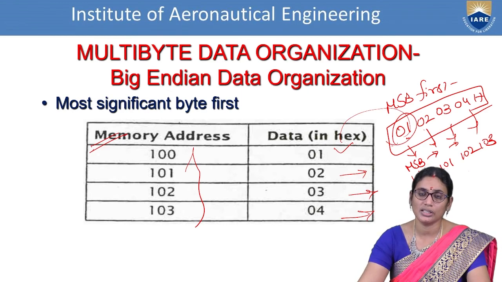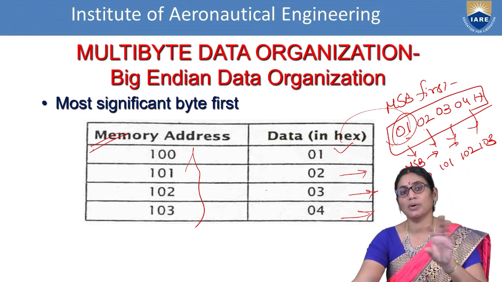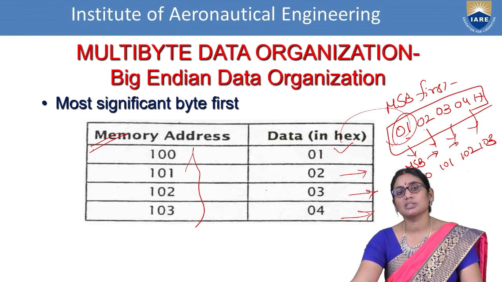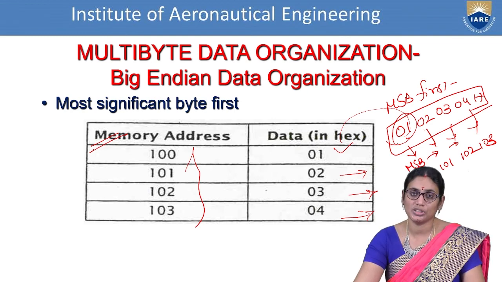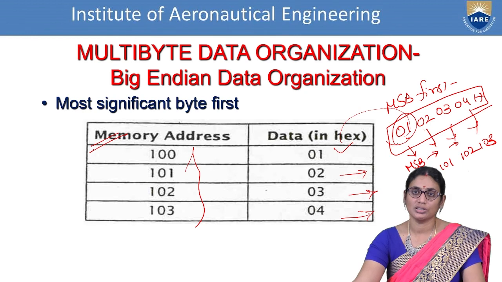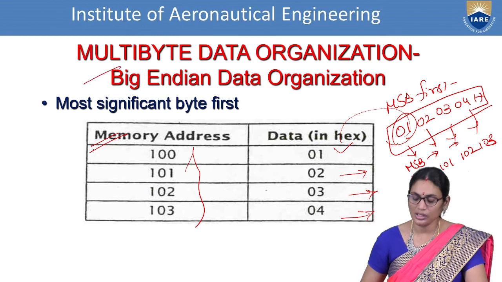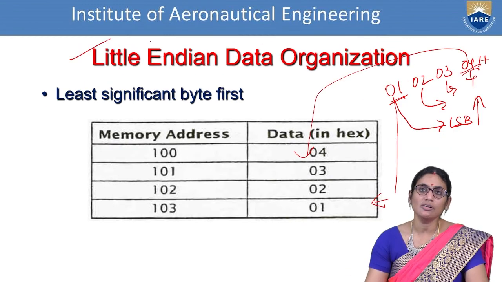Next one is multi-byte data organization. If you have to project the data in multi-byte representations, that means you have to keep the data as a bulk. When you want to keep the data as a bulk, how to process the information is decided by the multi-byte data organization. It is proposed with two different formats. One is big endian format. The second one is little endian format.